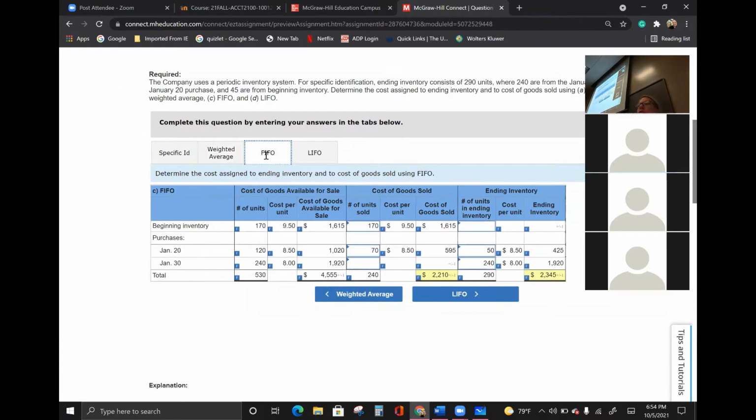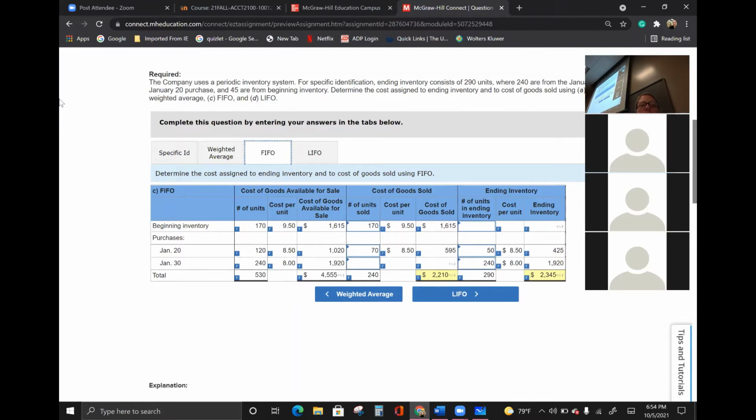Okay, so let's look at first in, first out. First in, first out, which one are we using first? The oldest ones, not the newest, the oldest, the first ones we had. So that beginning inventory is what we're going to be selling first. We use all those, then we move to the next bunch. Then we use all those, we'll move to the next bunch.